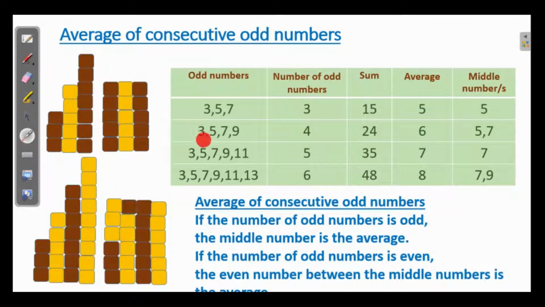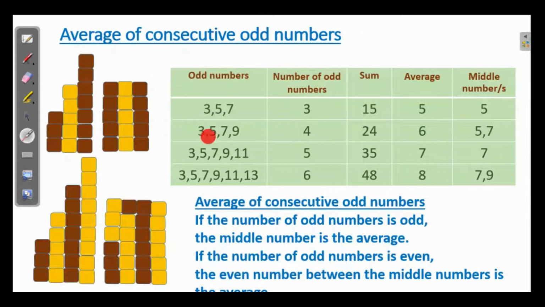And 3, 5, 7, 9. Look at the picture first. 3, 5, 7, 9. Making it equal. Take this 3 from here, put it here. And 1 from here, put it here. So, the average is 5 plus 1, 6, or 7 minus 1, 6.